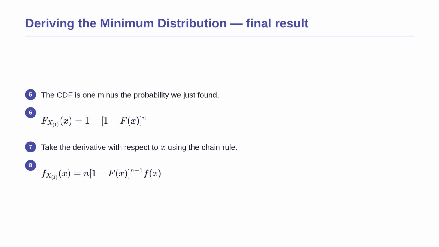Finally, to find the shape of the probability curve, we take the derivative with respect to x using the chain rule. The negative signs beautifully cancel out during this step, leaving us with our clean, elegant formula for the minimum.